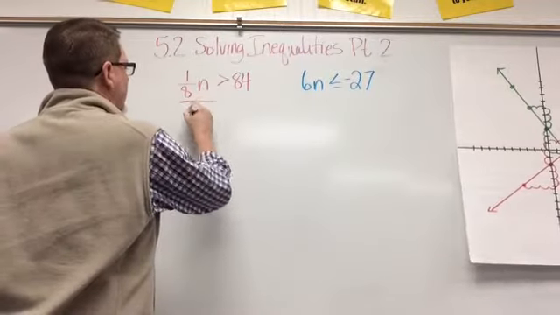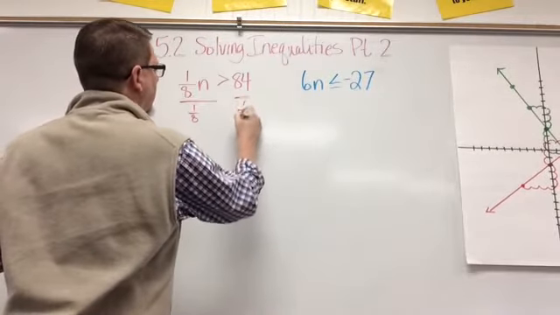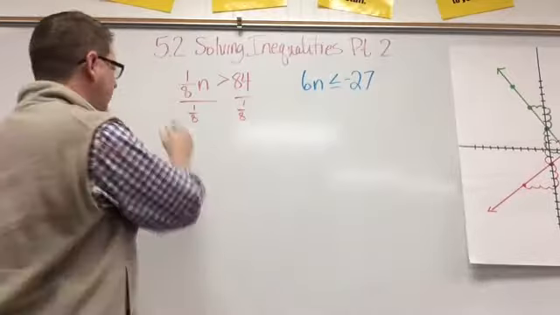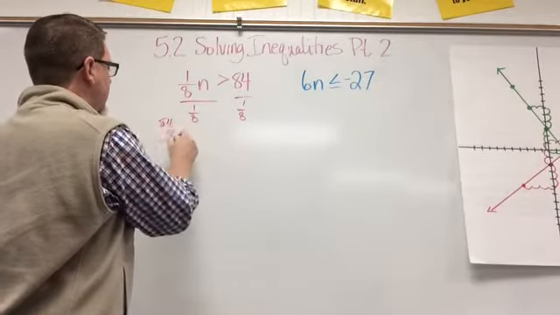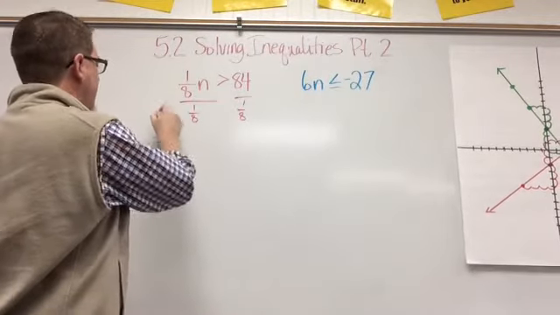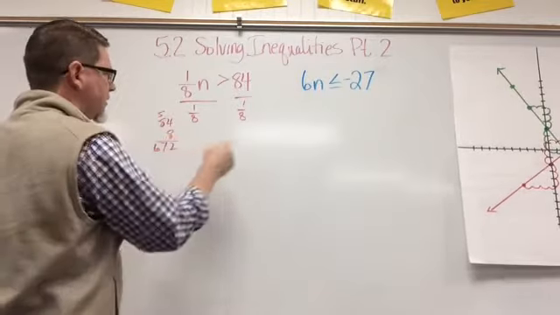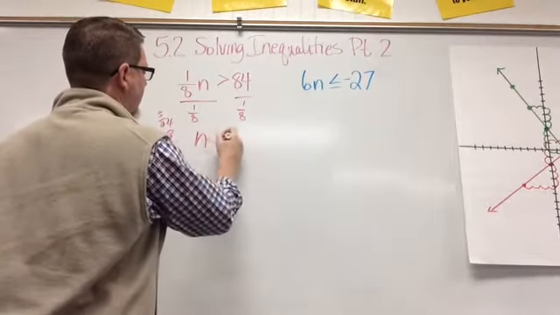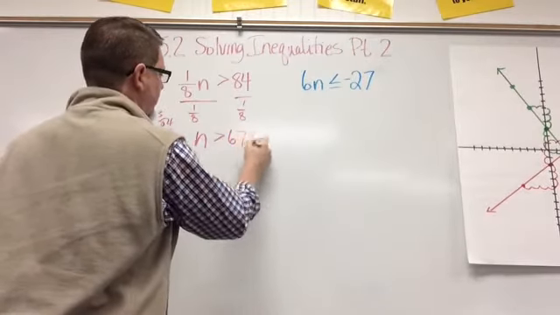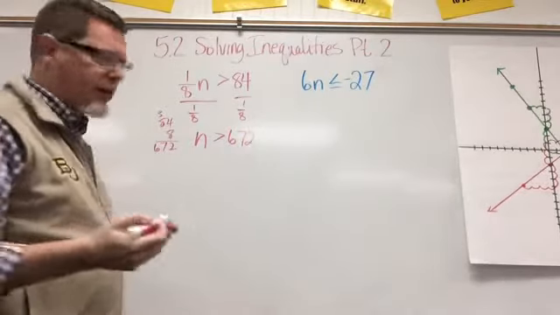So I'm going to divide by 1/8, divide by 1/8, and 84 divided by 1/8, I have to do 84 times 8. I don't know this one in my head. 672. So we know n is greater than 672. And then I need to graph that on a number line.